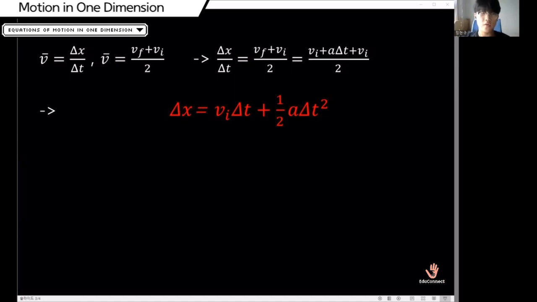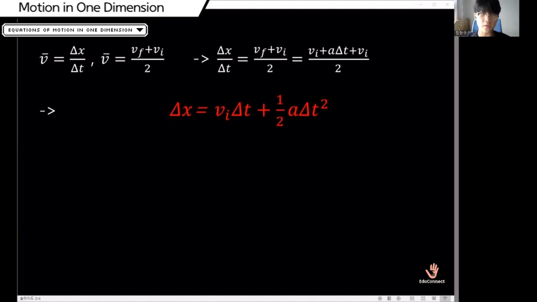The reason that we do this is because we need to use our short kinematic equation, and that does not include average velocity, only initial and final velocity. Now we can set these two equations equal, and we have delta x divided by delta t equals v final plus v initial divided by 2.